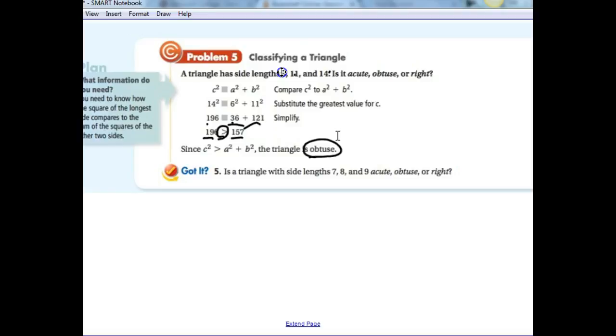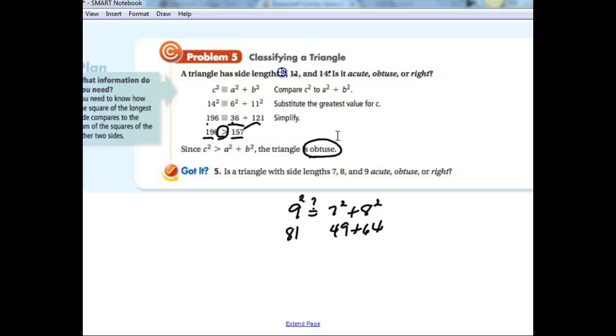Okay? So let's look at Got It number 5. In this particular triangle, you have 7, 8, and 9. Now, remember the longest one will be 9. So you're going to say 9, I'm going to do it this way, an equal sign with a question mark over it, just to say 9 squared. And then I'm going to have 7 squared plus 8 squared. Well, this becomes 49 and 64, and this, of course, becomes 81.